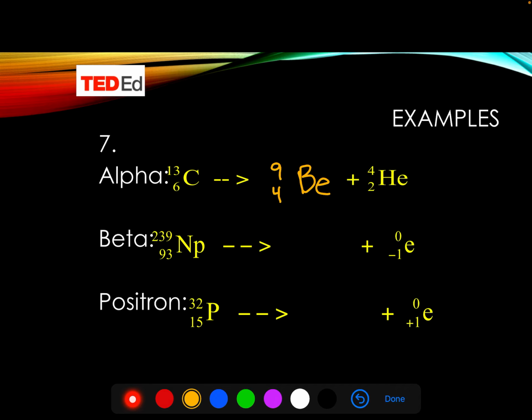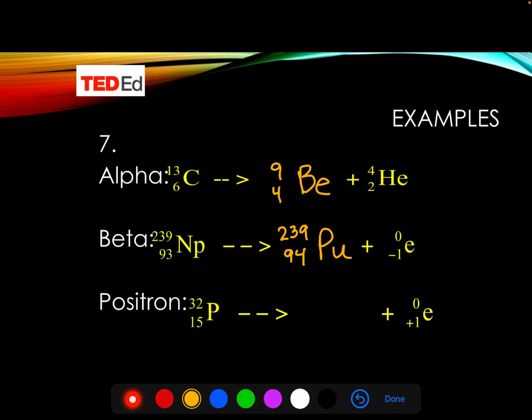I'm going to do the same thing here. I'm going to say that 94 minus 1 equals 93. And then this number does not change. This is 239, plus 0 equals 239. So I go to my periodic table. I find number 94 on the periodic table. Turns out that it's plutonium, or Pu, and that is what I make.